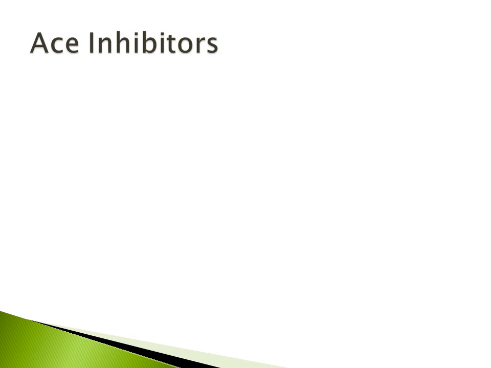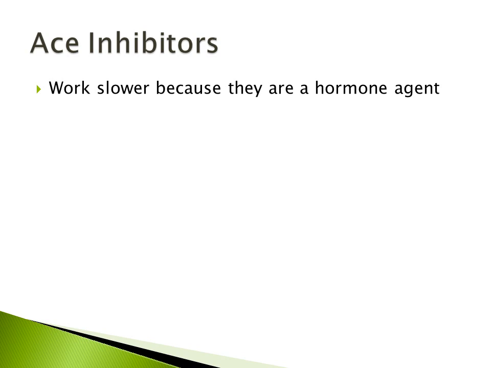Cliff notes on the ACE inhibitors. These are going to work just a little bit slower because they're a hormone agent. Your adrenergic ones are working on the nervous system, so think of them acting just a little bit faster. If you're having a hypertensive emergency, pushing a little enalapril IV is not going to help you. It's not going to work quick enough. So these are a little bit slower, guys. They are still easy to identify because they all end in -pril. Remember, ACEs come up in April.